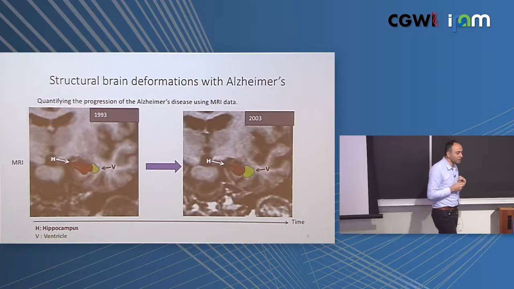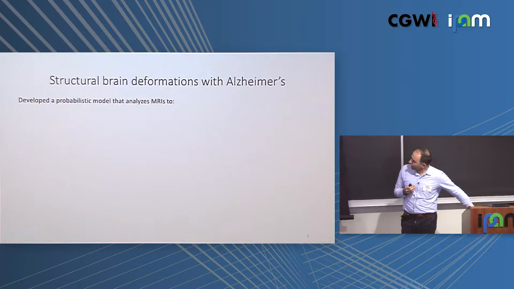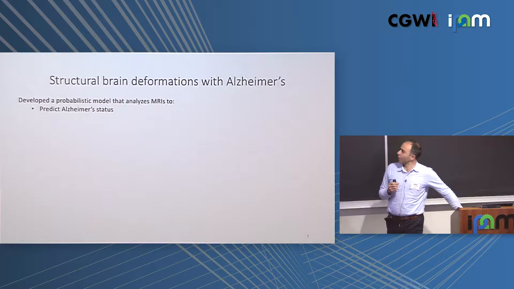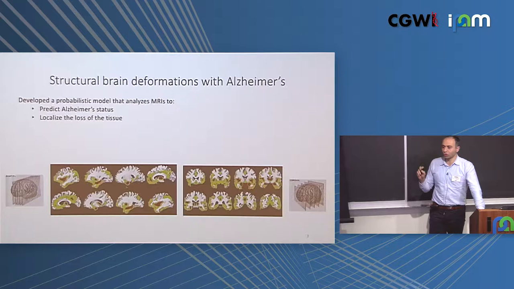So thanks to imaging, now we can predict the status of Alzheimer's disease. We can replicate the doctor's diagnosis, which is based on cognitive tests, quite well with imaging data. We can also localize the areas of tissue that undergo so-called atrophy, which is this loss of gray matter over time.